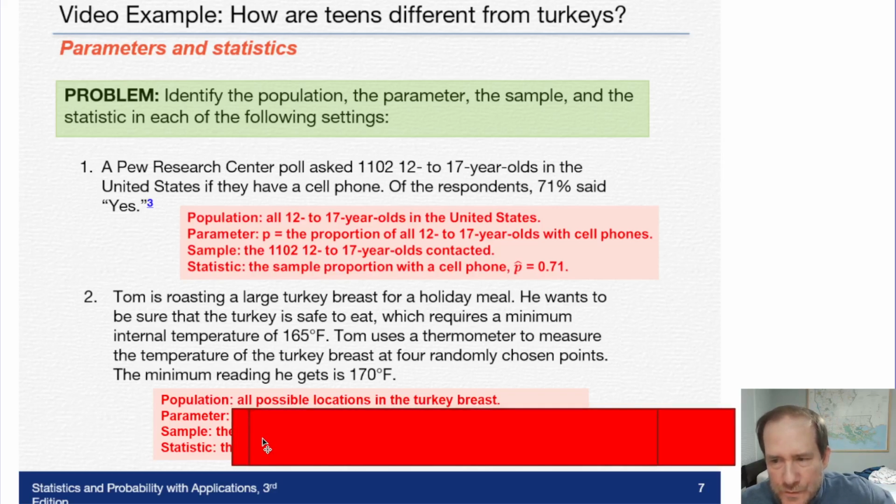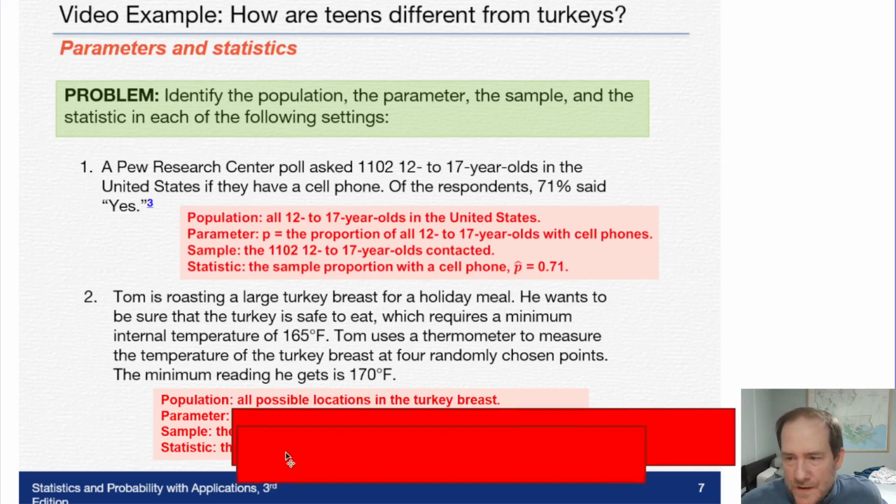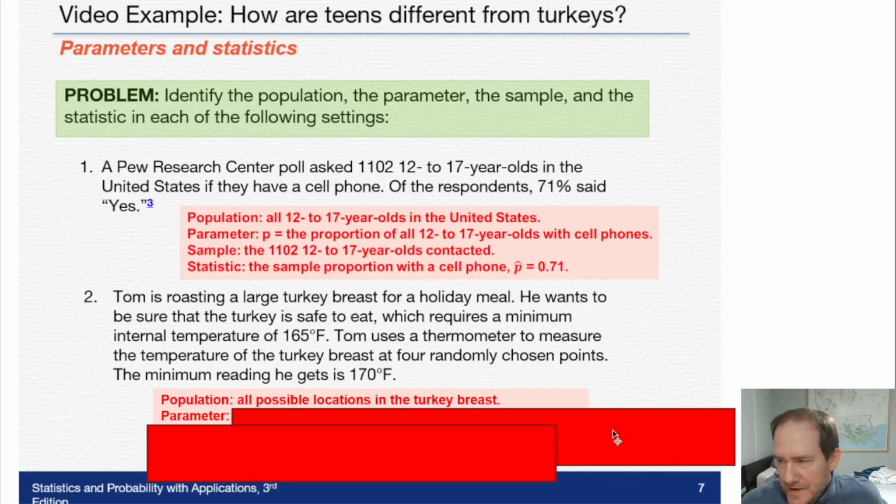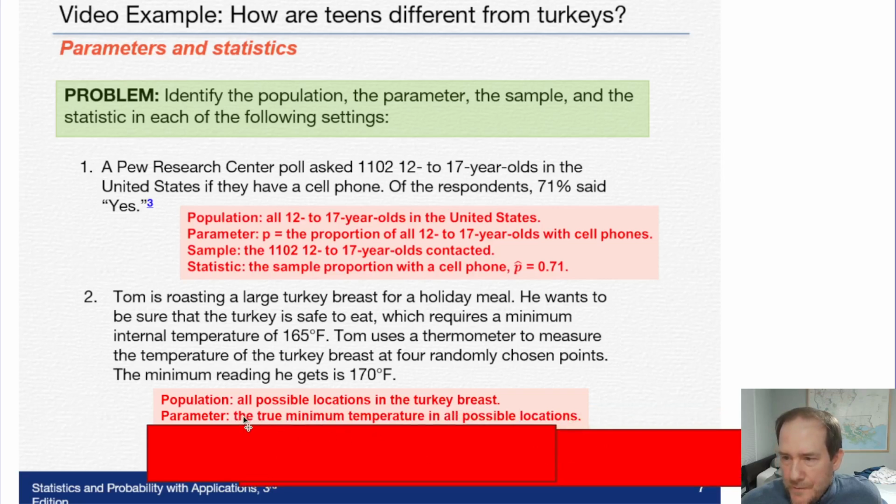So again, the parameter is what we're actually measuring, which is the internal temperature at every possible location. So yeah, okay, that sounds fine.